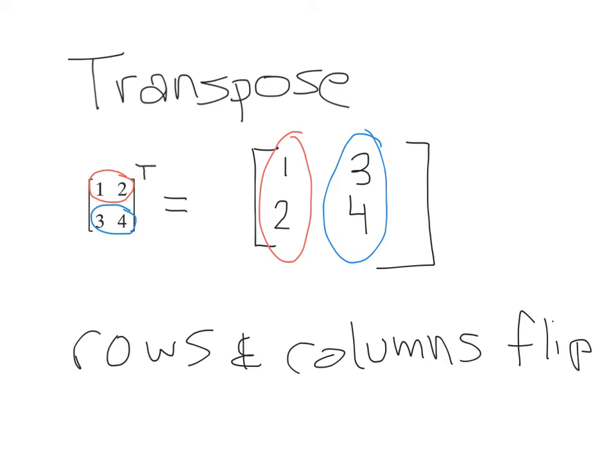And again, I could call up a single entry. If I said, what is the 1, 2 entry of the transpose equal to? Then I'm looking for the 2, 1 entry in the original. So row 2, column 1, that's a 3, and there it is in the 1, 2 position, row 1, column 2. So it equals 3.